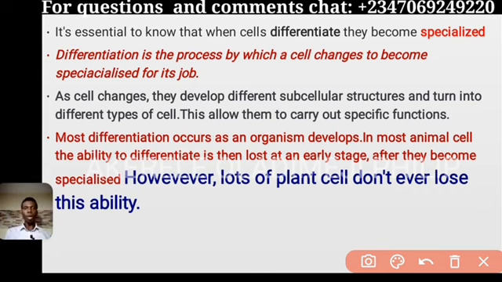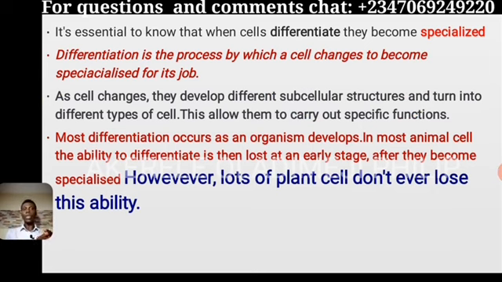So as cells change, I'm on the third paragraph now. As the cell changes, they develop different subcellular structures and turn into different types of cells. Now, can you see the apron? That's what makes them different. So when we say subcellular structures, these are things that a cell will have to acquire to become what it became, so to say. For those ones to start digging, they have to have shovels. So the shovels they acquired is what gave them the ability to begin to dig. So they acquire something, they develop something. All right. Now, moving on, these allow them to carry out specific functions.